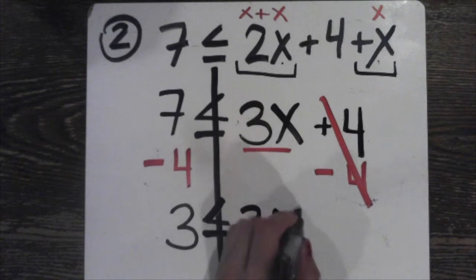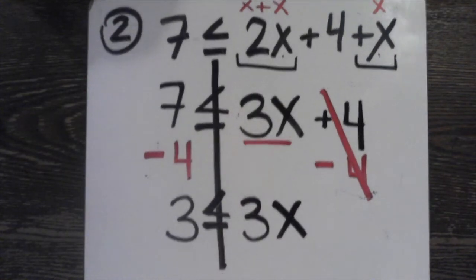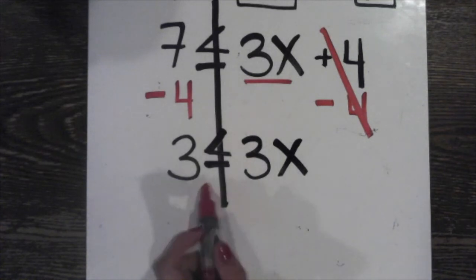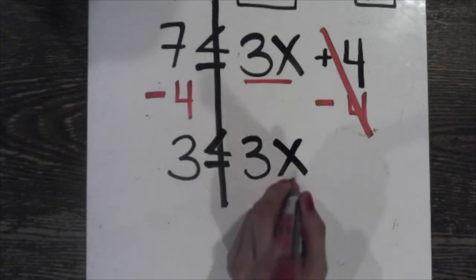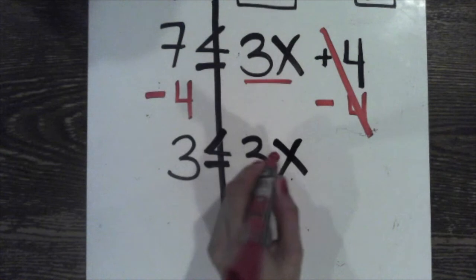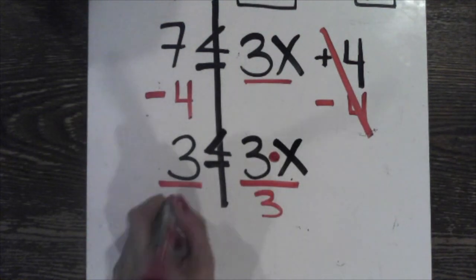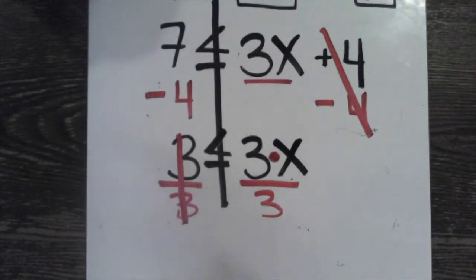Now I just need to think about one final step. I have 3x, which means multiplication. The opposite of multiplication is division, and I'm still just looking at the right side of my inequality. I don't want to touch anything on the left side to cancel it out. Although we can see here 3 divided by 3 technically cancels out on both the left and the right.